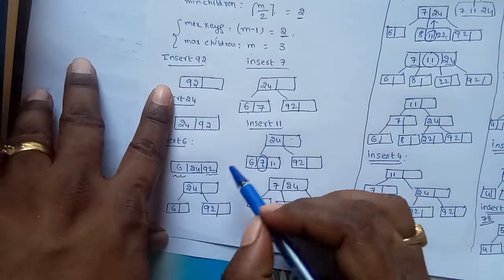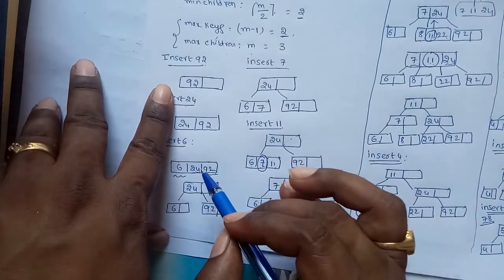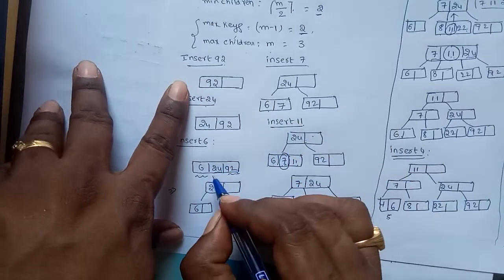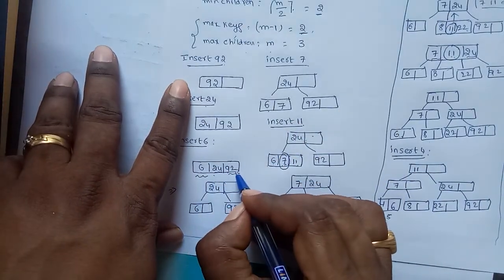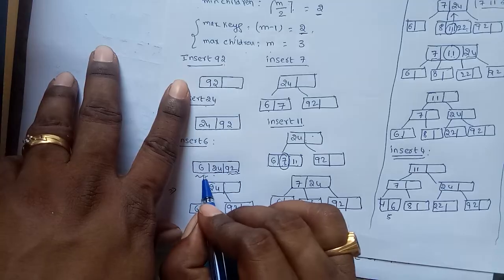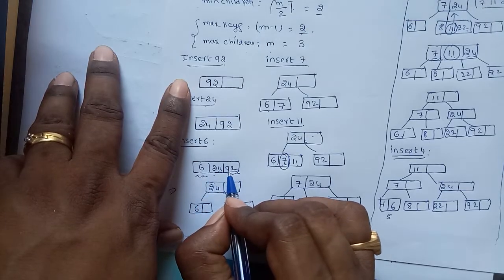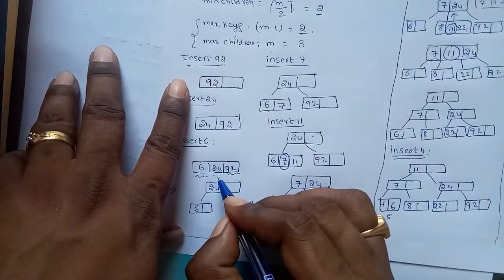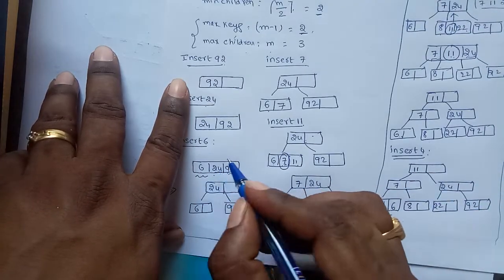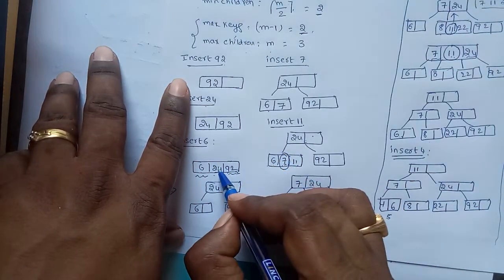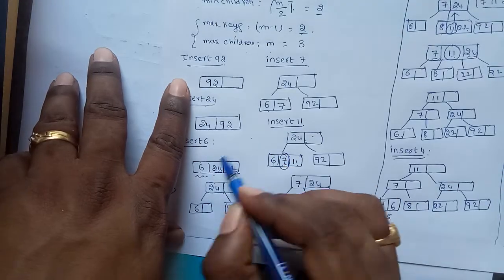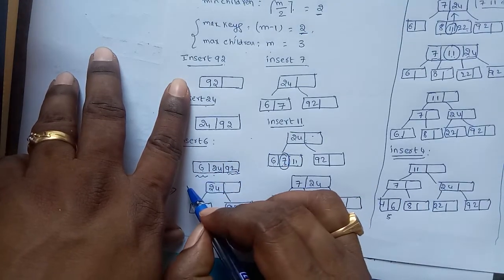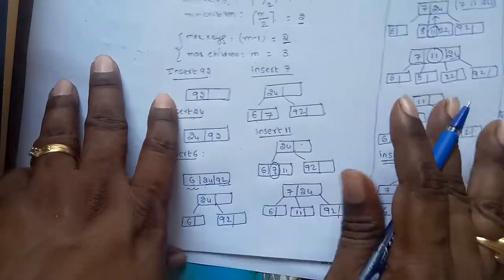children. So whenever it violates the property, violation means if the number of keys is more than allowed, perform split operation. Whenever we are performing split operation, the middle element, the median element, moves to the parent, and then the left part becomes the left child, the right part becomes the right child.